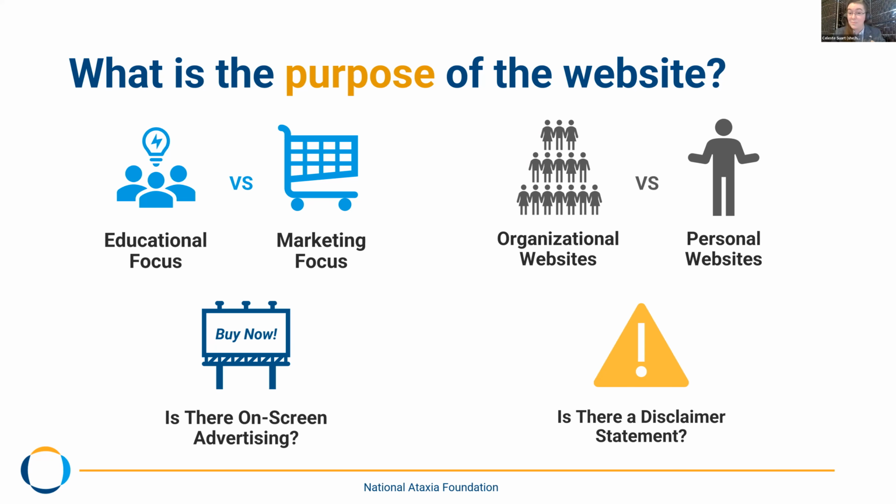Disclaimer statements. Oftentimes websites will actually state, here's what the website is for. Here's how we want you to use that information. Oftentimes these are exclusionary. So for example, on the NAF website, we'll say this information is for educational purposes only. Please consult a doctor before making any medical decisions. So we're stating explicitly, here's what our website is for. Here's what we're hoping that you gain from this. So sometimes the websites will tell you the information directly about what their purpose is.